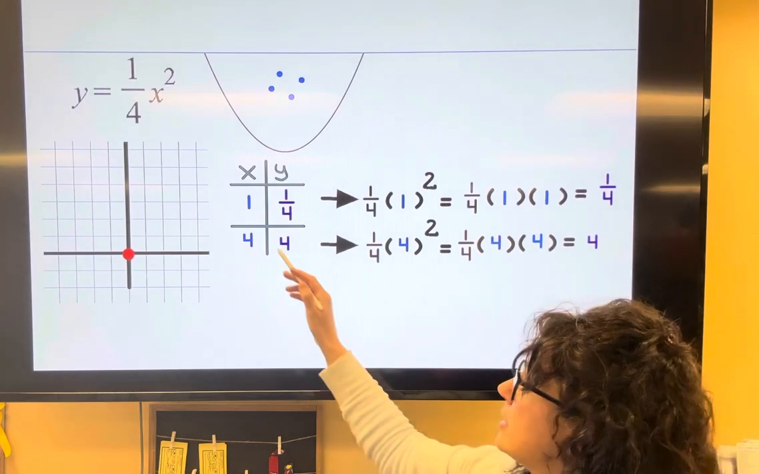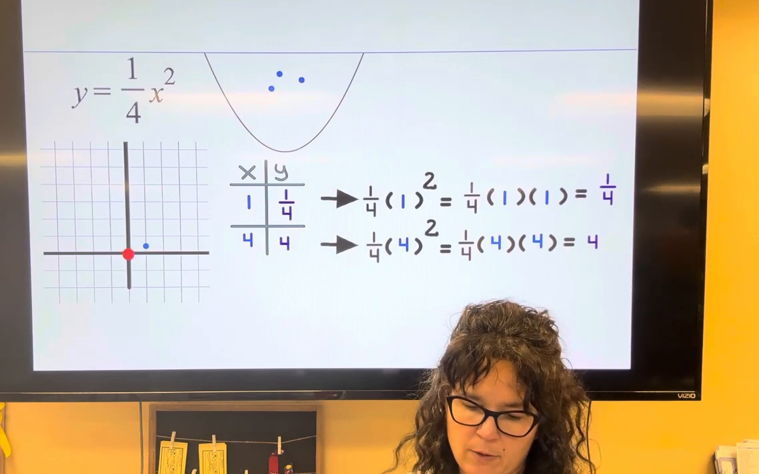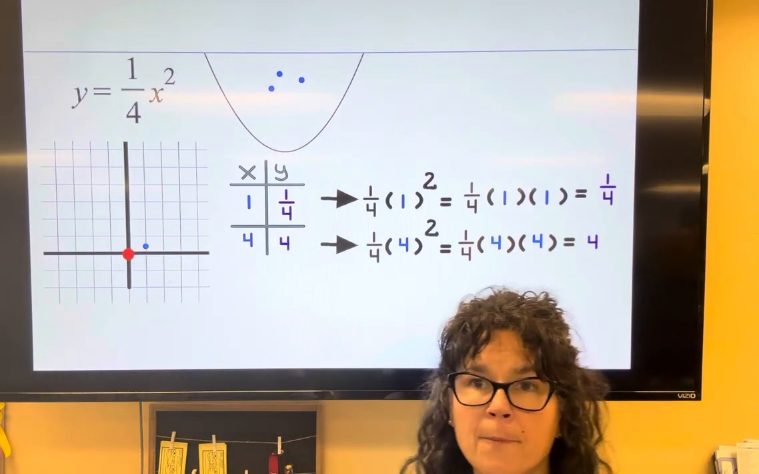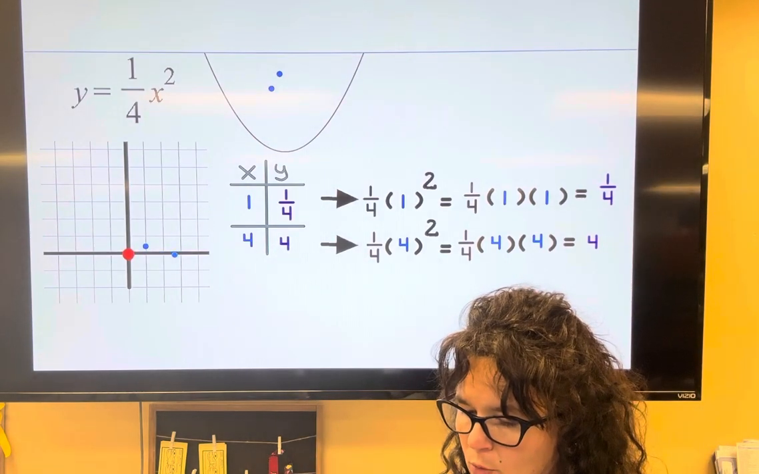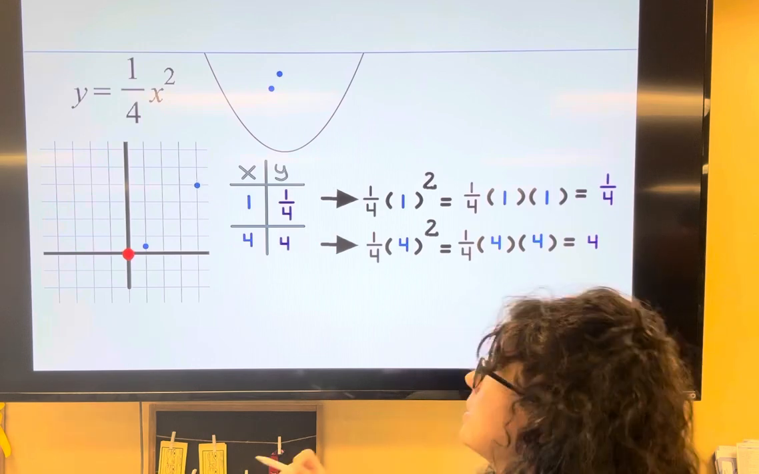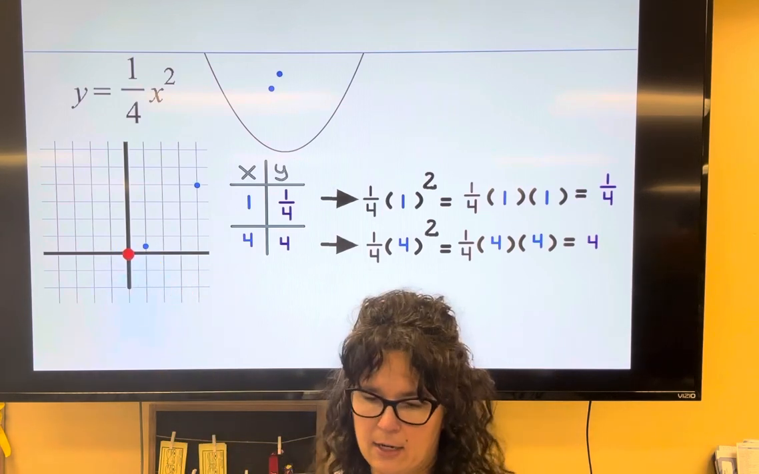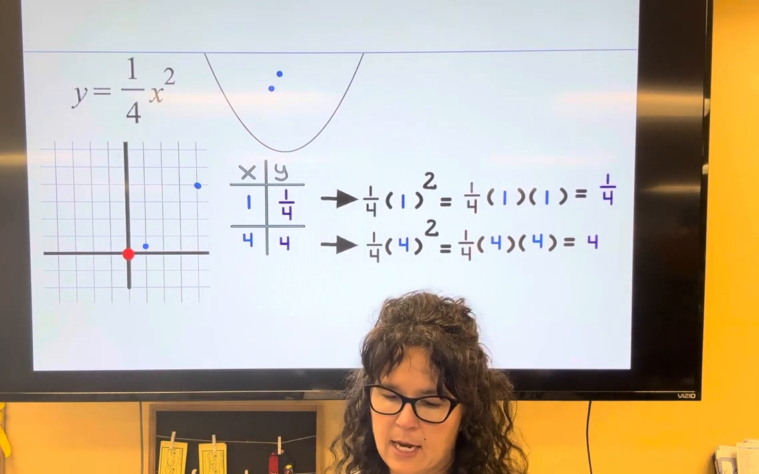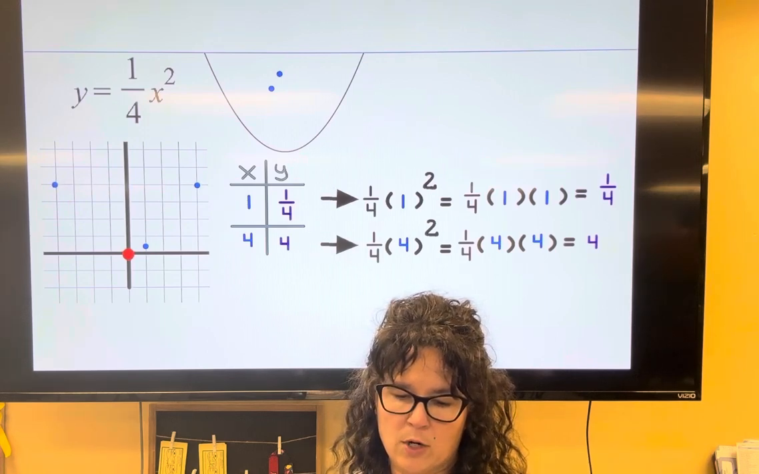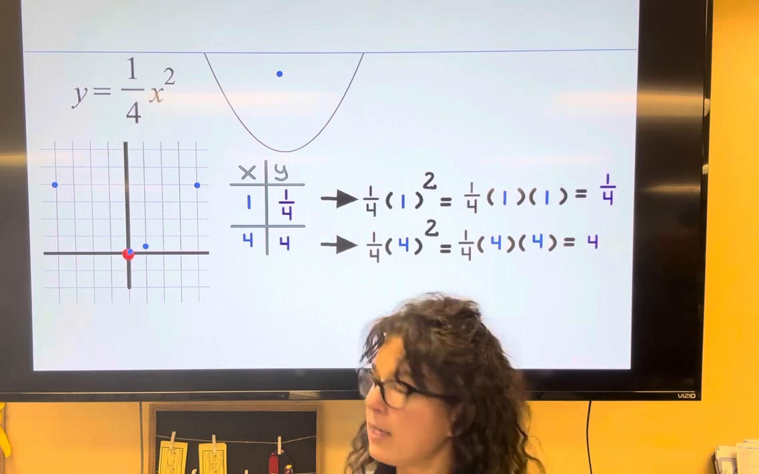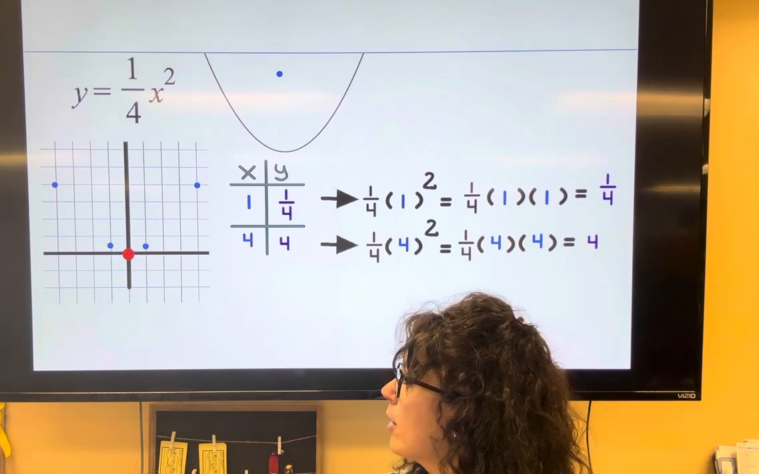So let's go ahead and plot these points. Right 1, up 1/4, which is not up very high there. And then right 4, up 4. Right 1, 2, 3, 4, up 1, 2, 3, 4. So there's another point. And now I want to go ahead and reflect that across that line of symmetry. So I'm 1, 2, 3, 4 to the left. So there's a point. Okay, and then here I was right 1, up 1/4. So I'm going to go back 1, up 1/4.